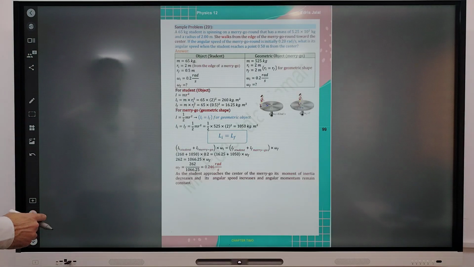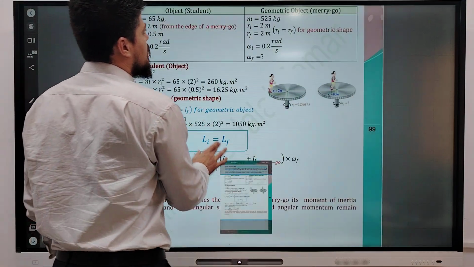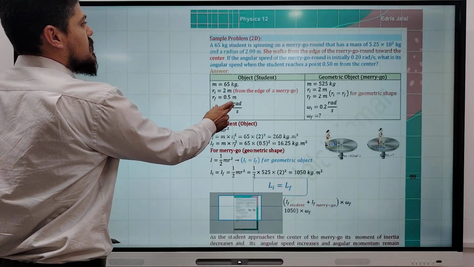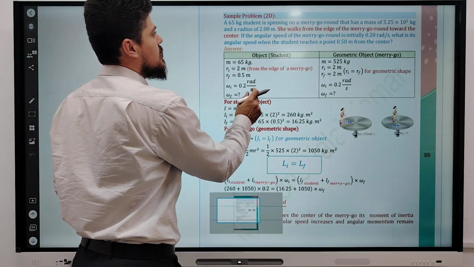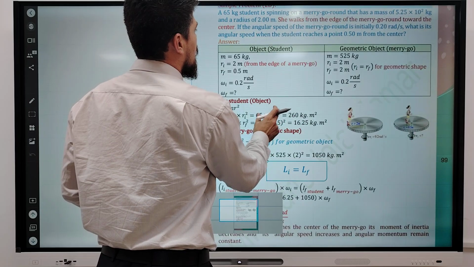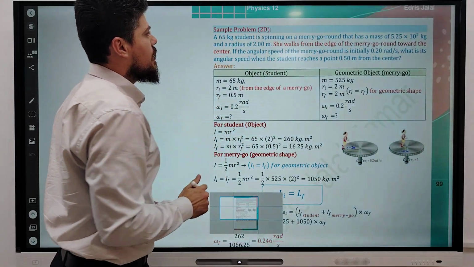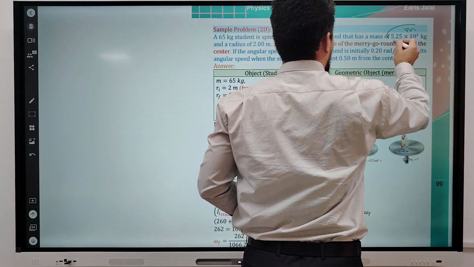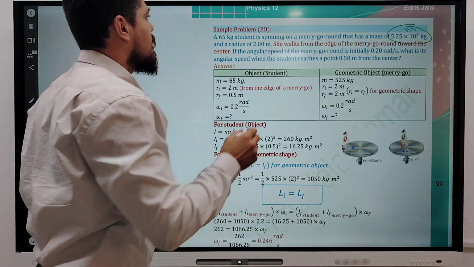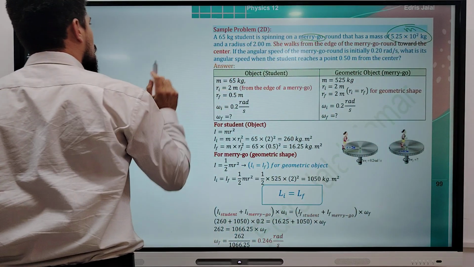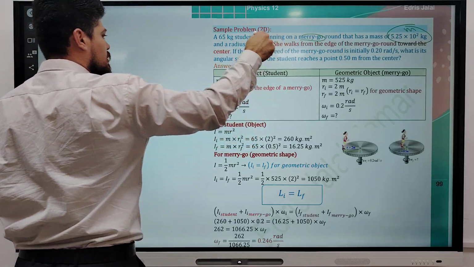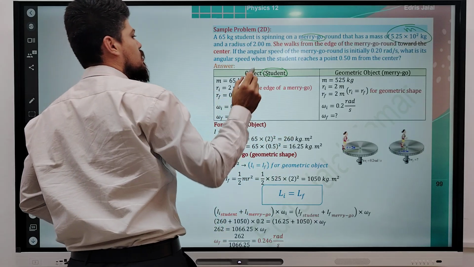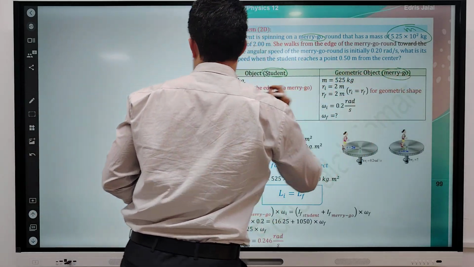Okay? Sample problem 2D. Look at this sample problem. A 65 kilogram student is spinning on a merry-go-round. Okay? That has a mass. This is the mass of the merry-go-round. So we have two objects, the student and the geometric shape. Our geometric shape in this question is the merry-go-round. Okay?